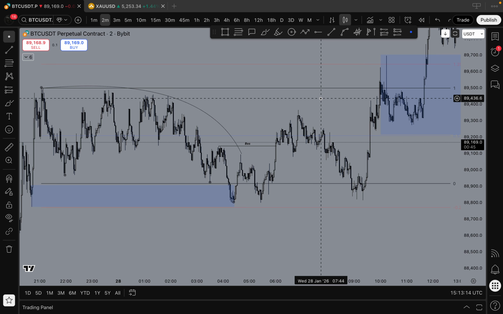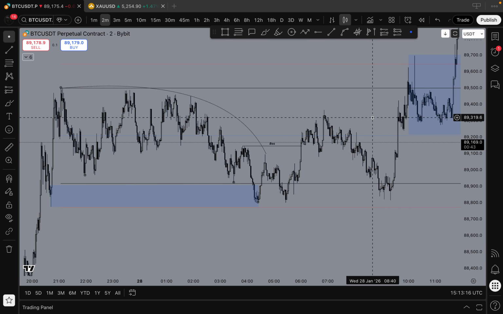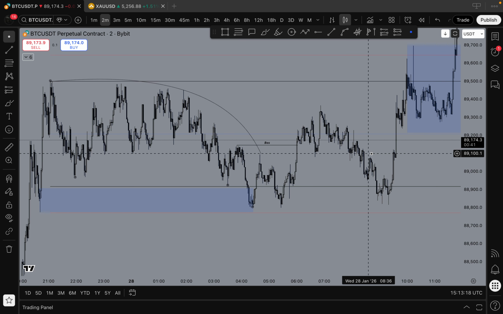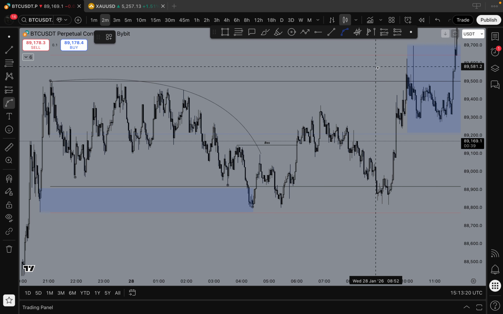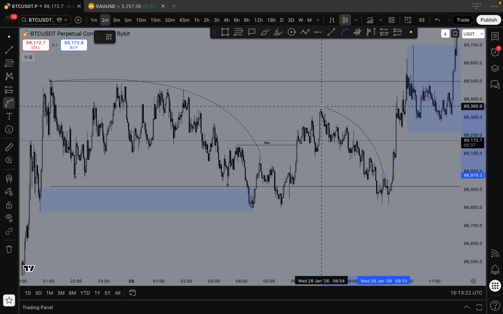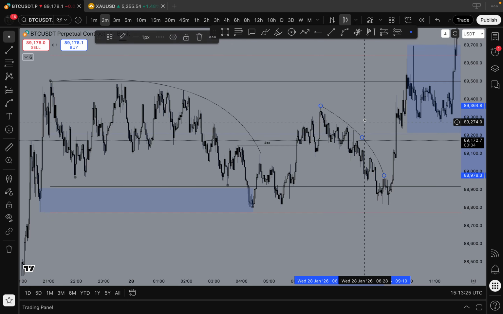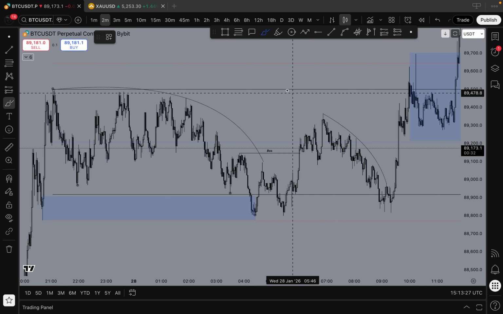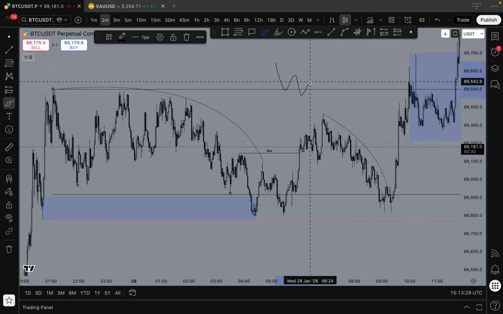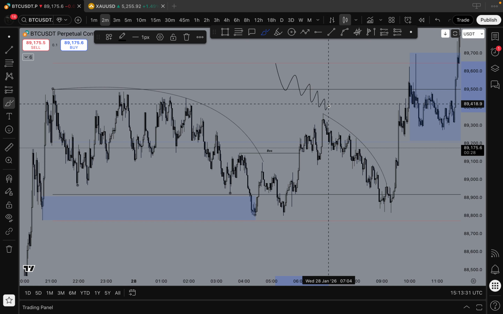So what price does here is that it slowly pulls back while leaving a really nice return to zone right here, which can also give you an easy rotation back up. And this is the perfect example of what you want to see when you have a good return to zone like this, and then you can get that quick move up.